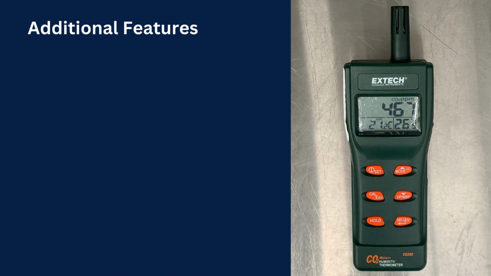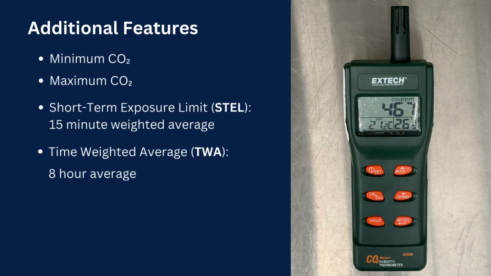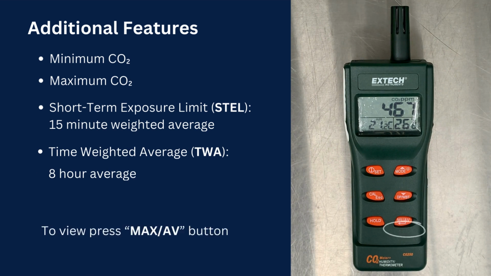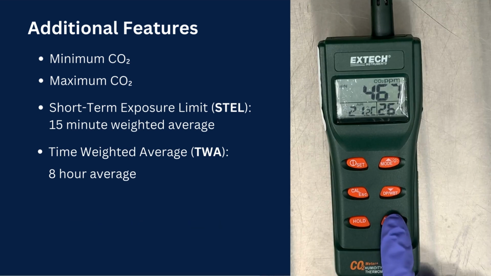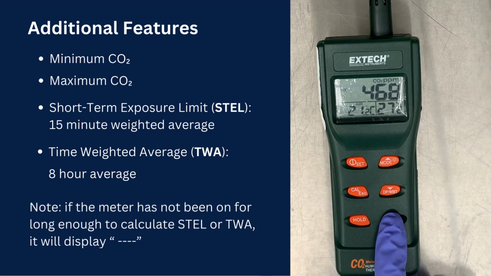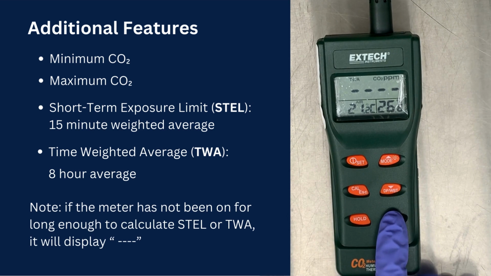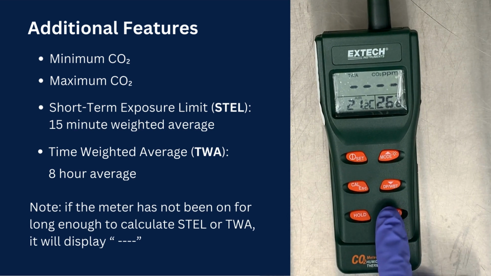In addition to displaying the current environmental measurements, the meter records the minimum and maximum values, the short-term exposure limit, and the time-weighted average for the carbon dioxide readings. To view these measurements, press the max/AV button. With each press of the max/AV button, the meter will rotate through the min, max, STEL, and TWA values in sequence and then return to the normal mode.